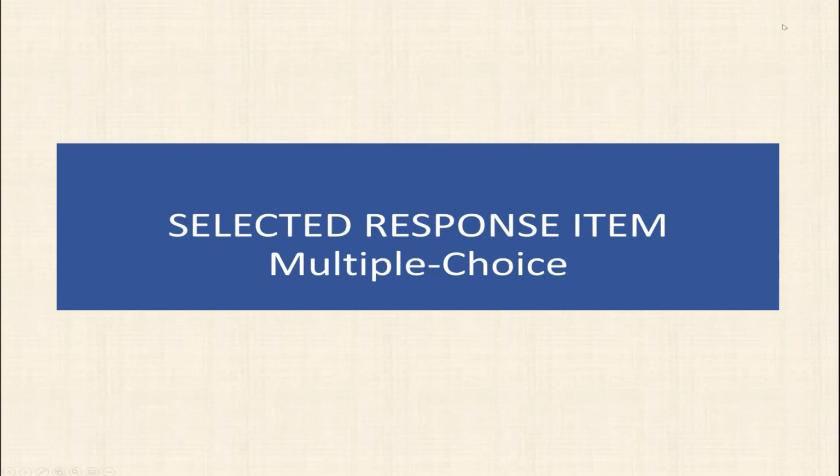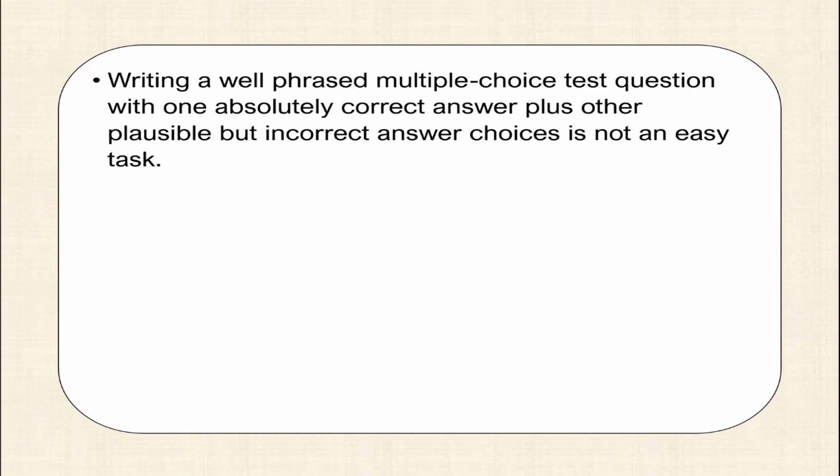So now let's move on. We've looked at the outcome statements. Now let's look into the selected response item, the multiple choice item, because it's an animal all to itself. Writing a well-phrased multiple choice test question with one absolutely correct answer plus other plausible but incorrect answer choices is not an easy task.